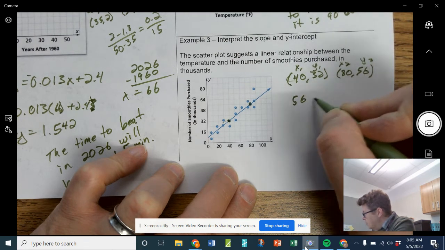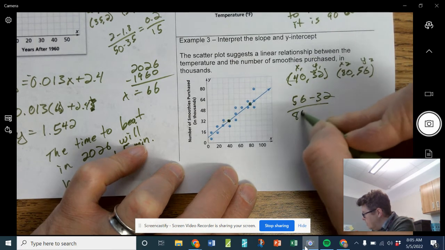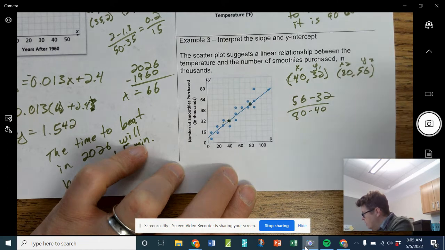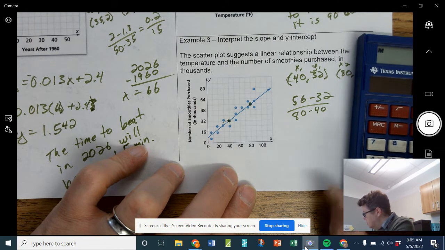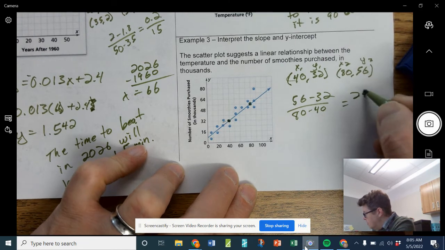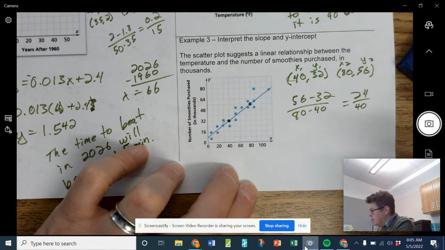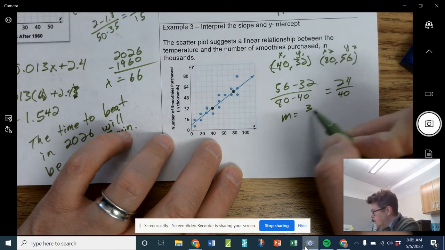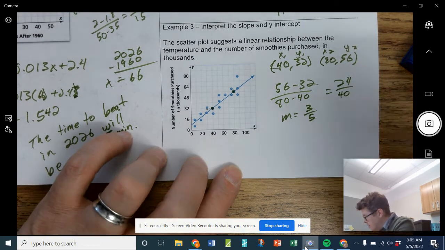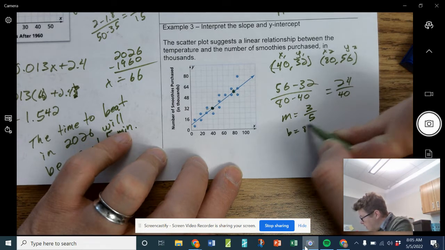So 56 minus 32 over 80 minus 40. So 56 minus 32 is 24 over 40. Now we can simplify that by dividing each by 8, so we get 3/5. All right, so our slope is 3/5. Our y-intercept is 8.